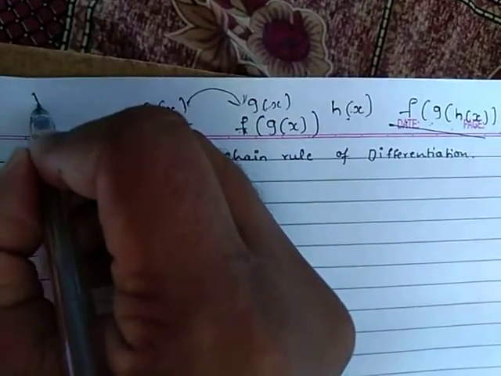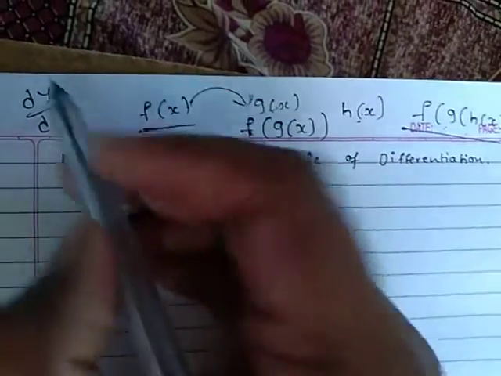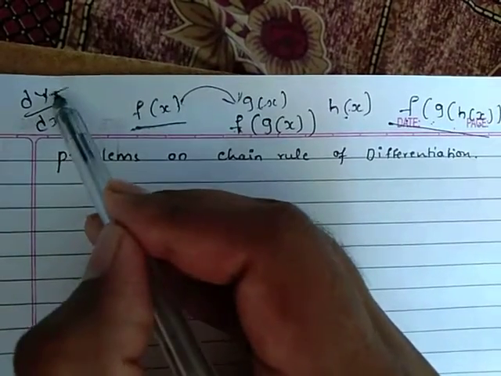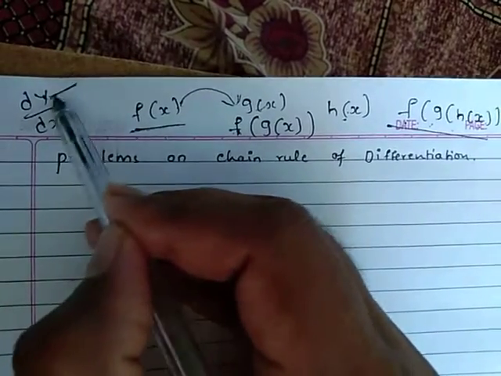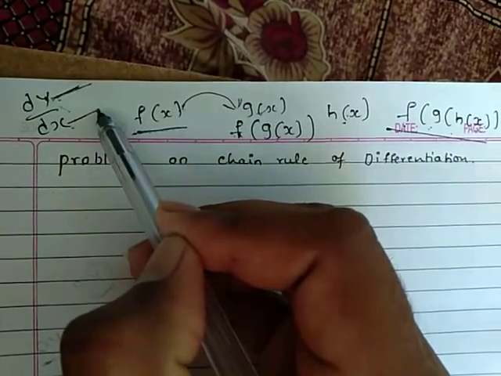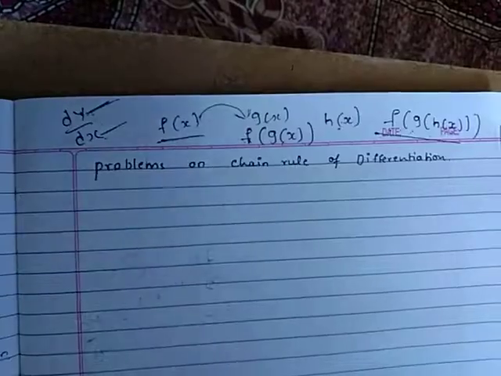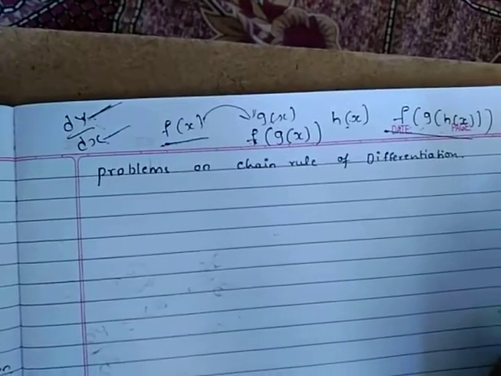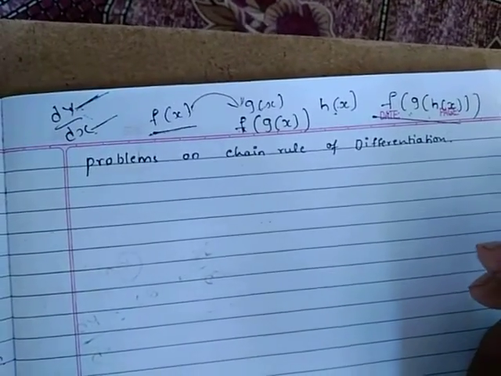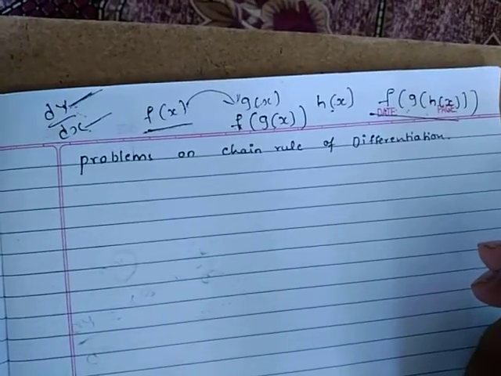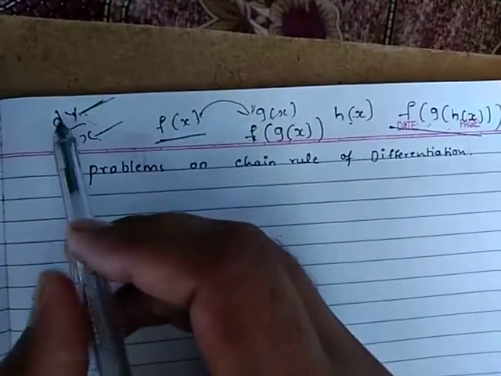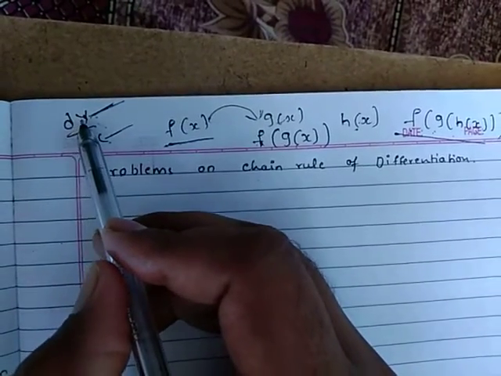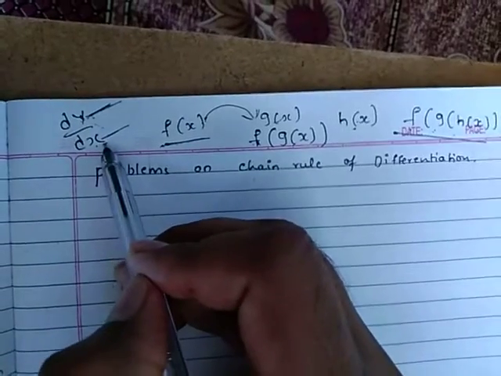Observe here. Suppose we have dy by dx, a function y which depends on the variable x. Here y is a dependent variable where x is an independent variable. We need to differentiate a dependent variable with respect to an independent variable. We can say the differentiation of y with respect to x.